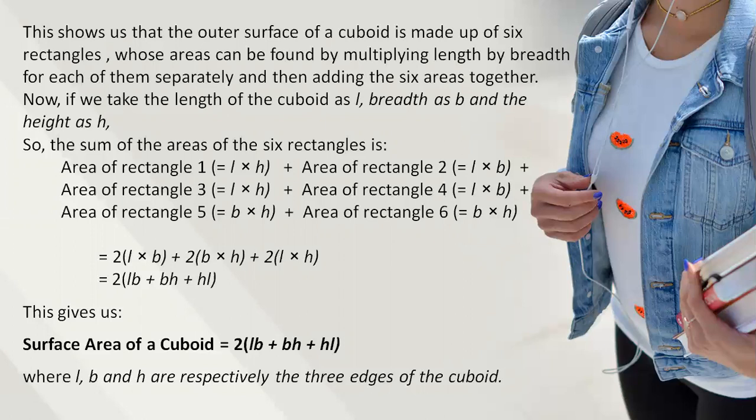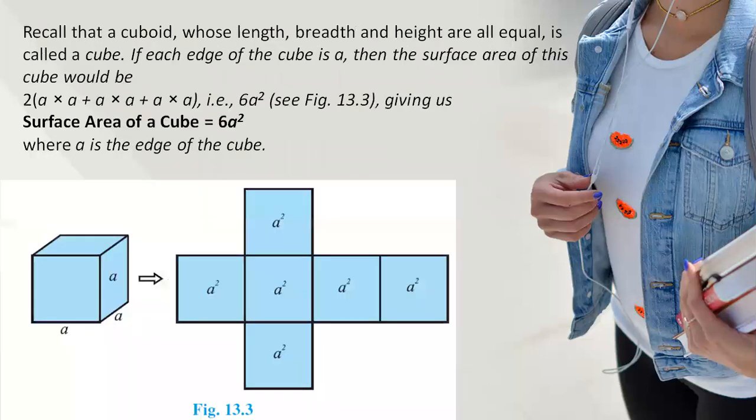That is 2 into LB plus 2 into BH plus 2 into LH. By taking 2 common, we get 2(LB + BH + HL). Thus, this gives us the surface area of the cuboid. So, the surface area of the cuboid is 2(LB + BH + HL), where L, B and H are respectively the 3 edges of the cuboid, that is length, breadth and height.